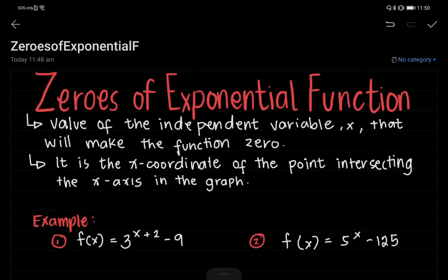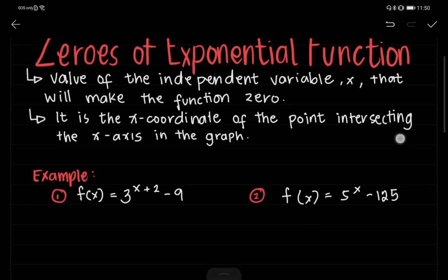Okay, so let us have here the example number 1. F of x is equal to 3 raised to x plus 2 minus 9. So let us find the zeros of the exponential function. So sa pag-solve natin ng zero of the exponential function, meron tayong dalawang steps na kailangan nating tandaan. Ang unang step is we have to equate the function which is equal to 0. Then the second step is to solve for the value of x. Okay, so let us do this.